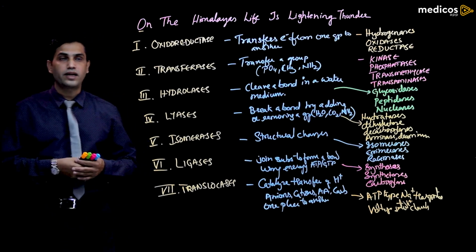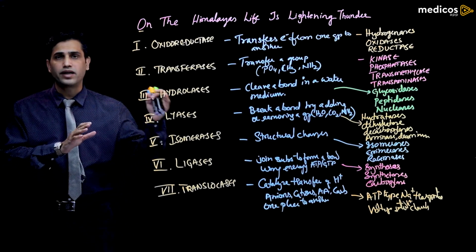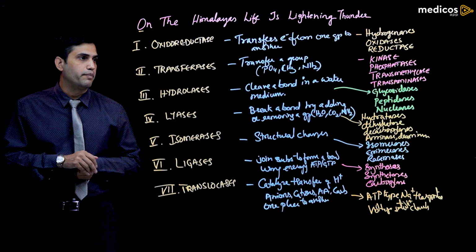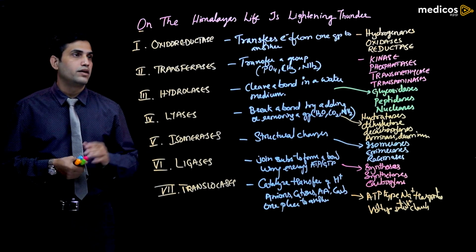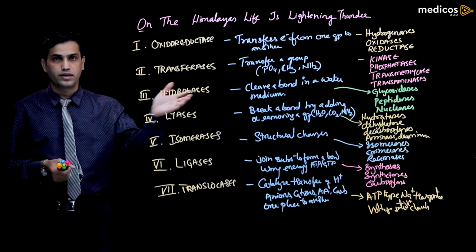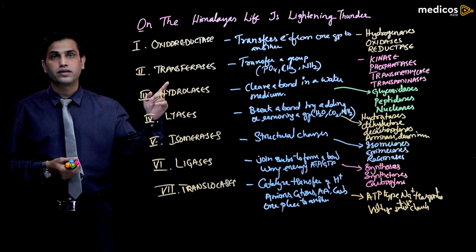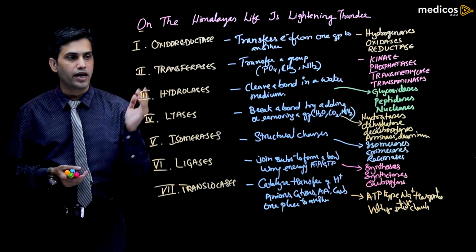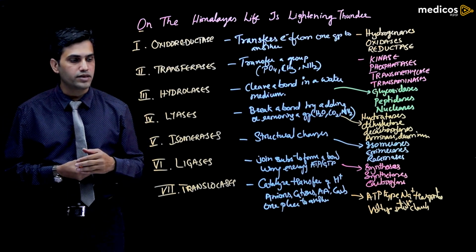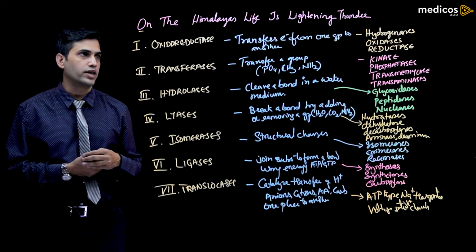Okay. So that is about the classification. I have made it as simple as possible. I bet nowhere it is given like this. So simplified totally, on the Himalayas life is lightning thunder. Oxidoreductases, transferases, hydrolases, lyases, isomerases, ligases and translocases.